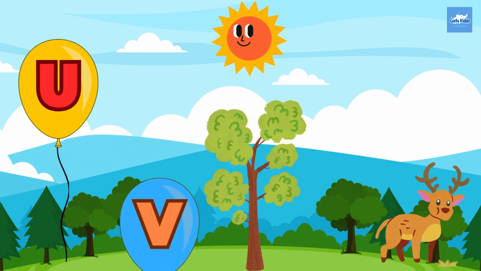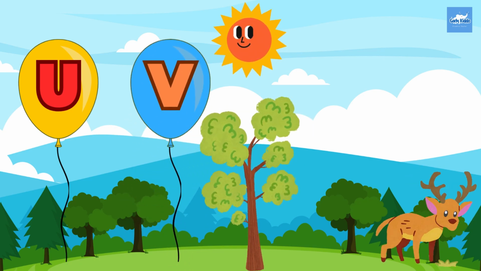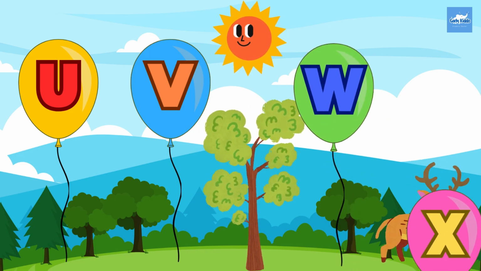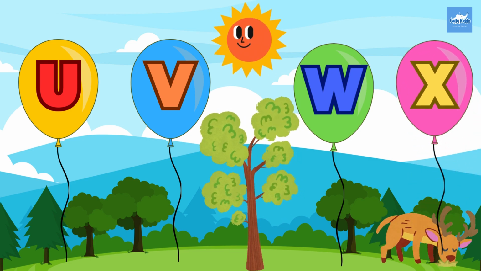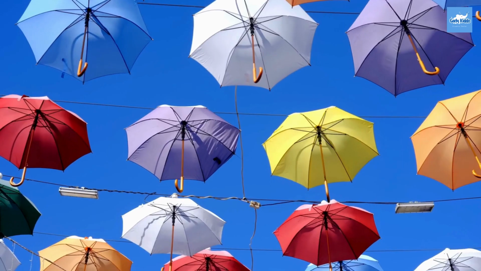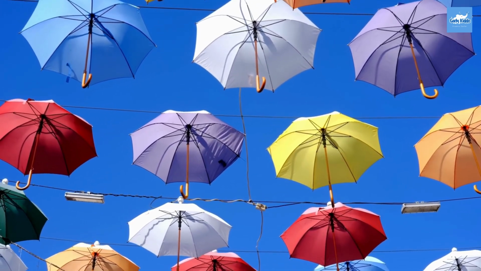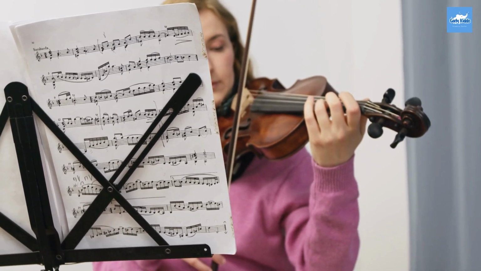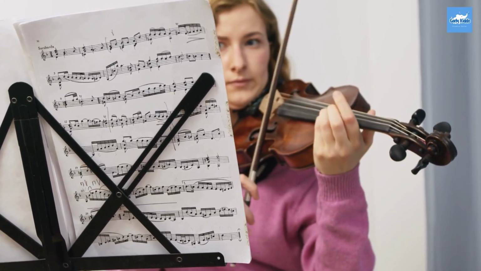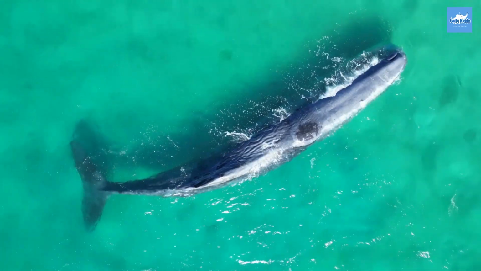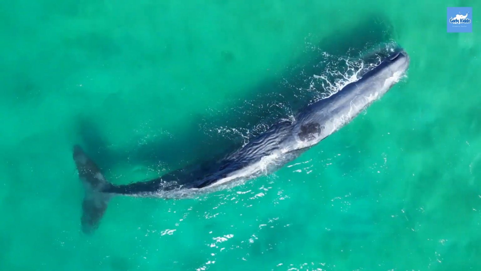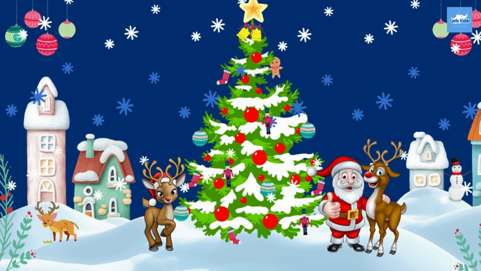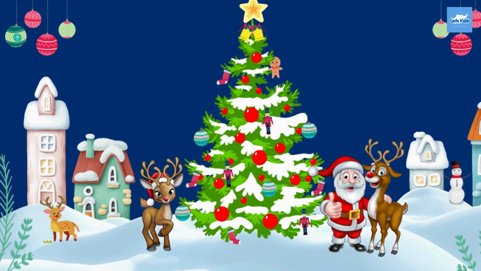U. V. W. X. U for umbrella. V for violin. W for whale. X for Xmas tree.